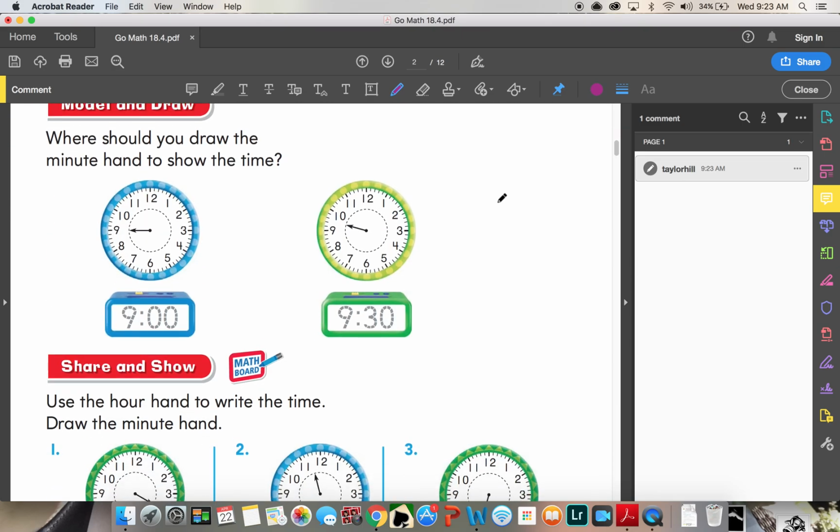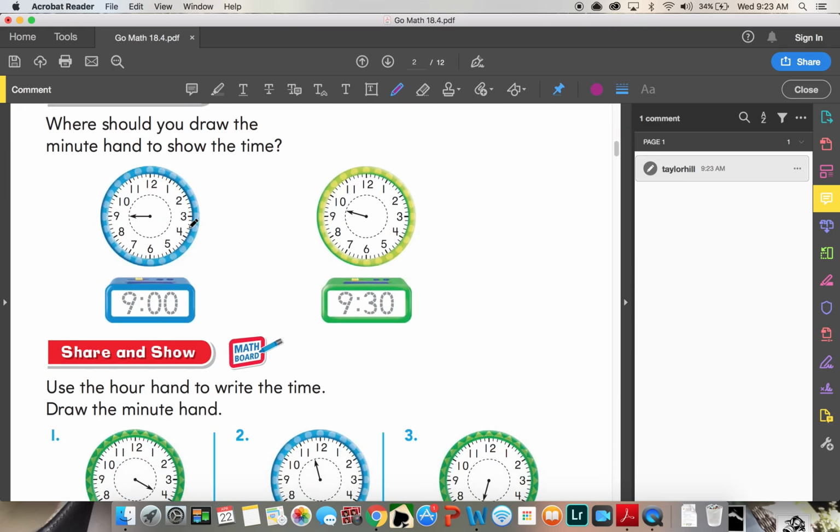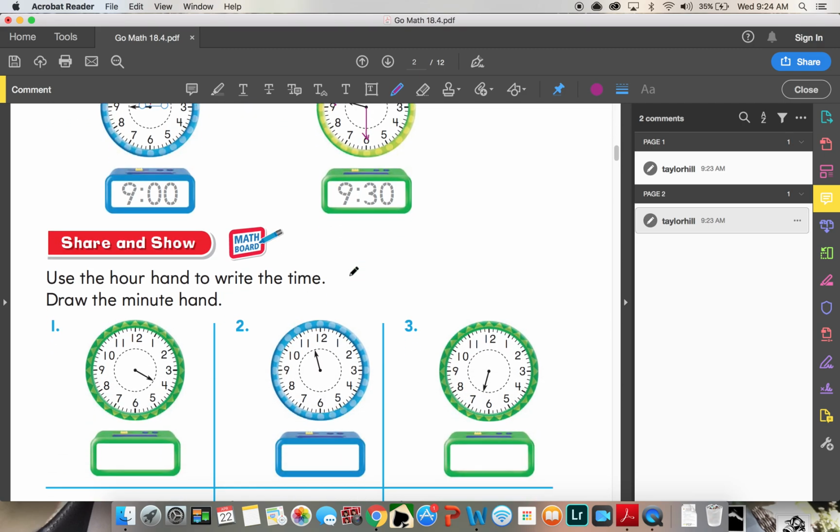Okay, where should you draw the minute hand to show the time? We're going to be drawing the minute hand in order to show the time. The minute hand is the long hand. So it says 9 o'clock. If it's 9 o'clock, then the minute hand is pointing at the 12. If it's 9:30, then the hour hand is in between the 9 and the 10, and the minute hand points to the 6 because that signals the half hour mark.